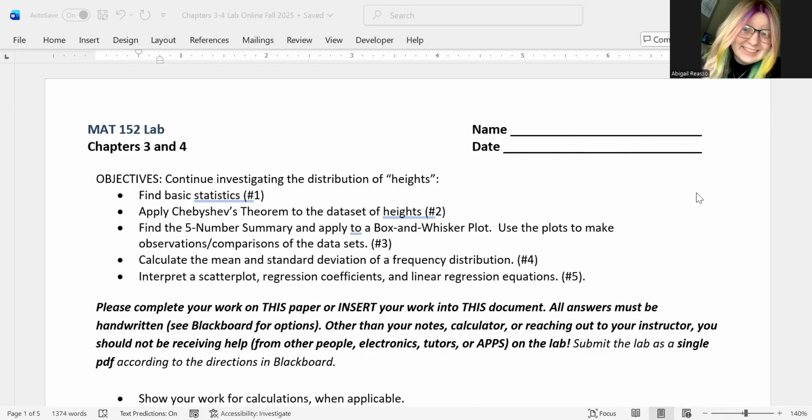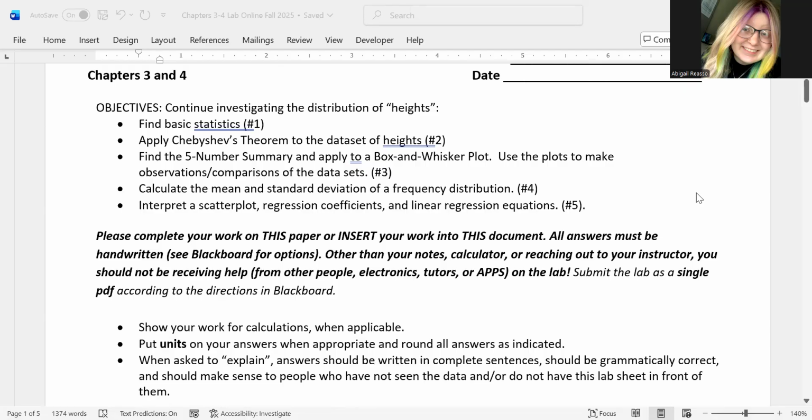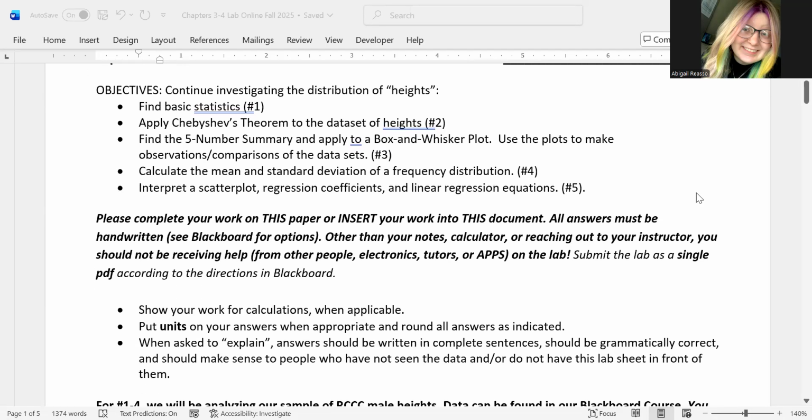3 and 4 lab. So like always, you have your objectives listed first, and then we want to make sure that we complete our work on this paper or insert pictures of our work into this document because all of our answers should be handwritten. We should not be typing any answers. Other than your notes, calculator, or reaching out to your instructor, you should not be receiving any outside help, whether that's from other people, electronics, tutors, or apps. And make sure you are submitting the lab correctly as a single PDF through Gradescope. And there are extra directions for that in Blackboard.